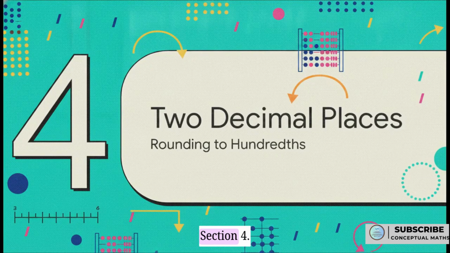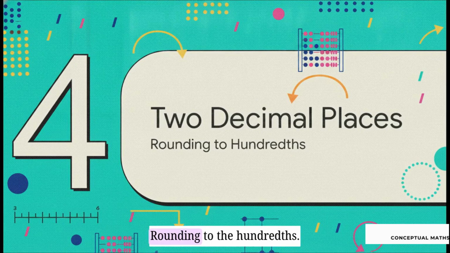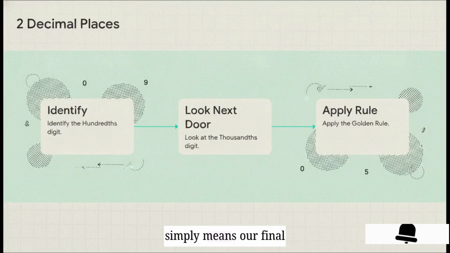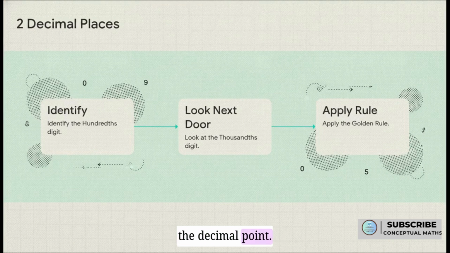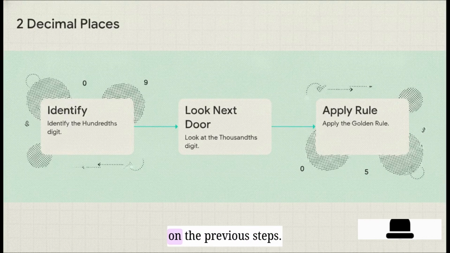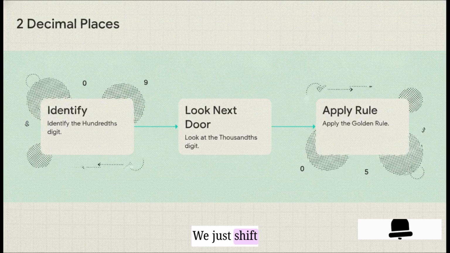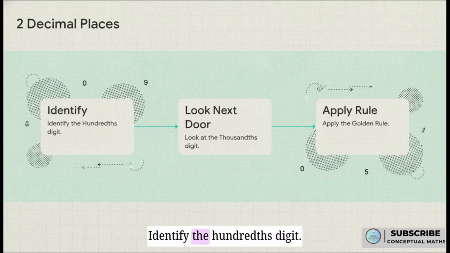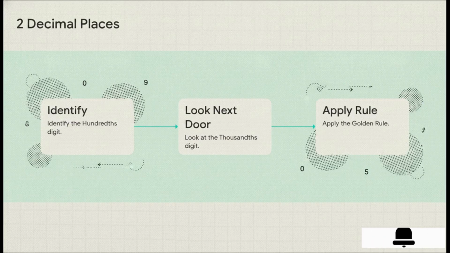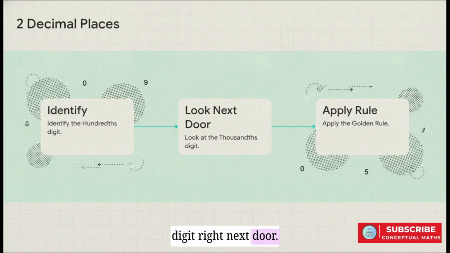Let's shift gears. Section 4, 2 decimal places, rounding to the hundredths. This simply means our final answer will now end exactly 2 spots after the decimal point. The logic? It builds right on the previous steps. We just shift our focus 1 digit further to the right. Step 1, identify the hundredths digit. Step 2, look at the thousandths digit right next door. Step 3, apply the golden rule.